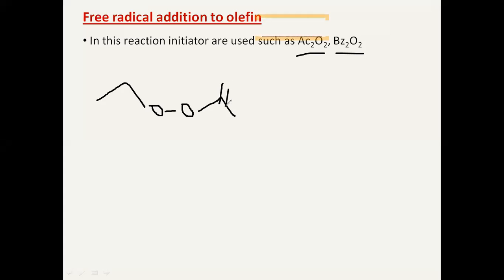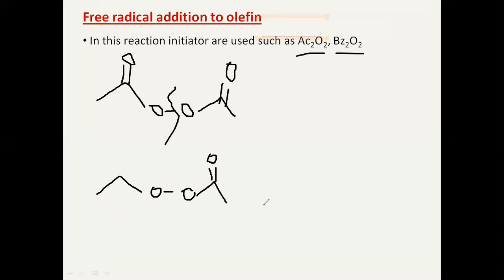This is acyl. This is highly reactive and suddenly undergoes radical formation. By breakage of this bond, a radical will form. What is Bz2O2? Remember, it is like this. There is not much difference, just like this.